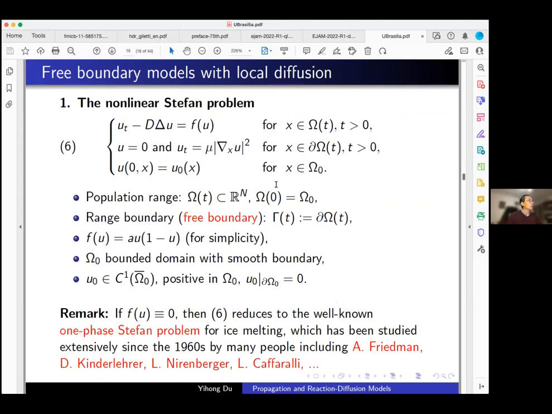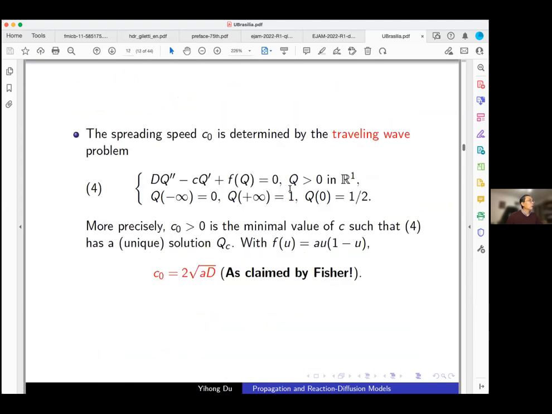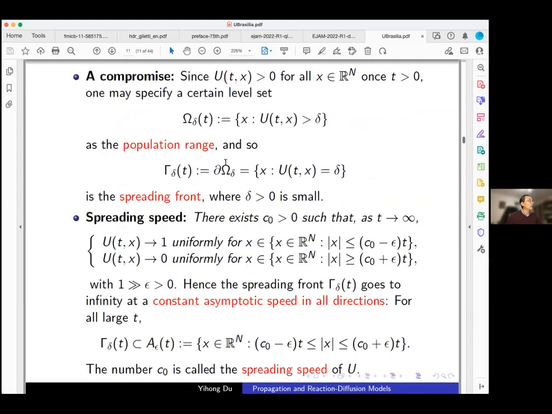So why do we want this free boundary model? The reason is that with the classical model, as we mentioned here, to find the population range, you cannot use the natural definition where u is positive. You have to look at u greater than delta. So basically this classical model gives you the spreading speed, C0. It doesn't depend on this delta. However, it doesn't tell you where the spreading is from, which is usually very important in practice.